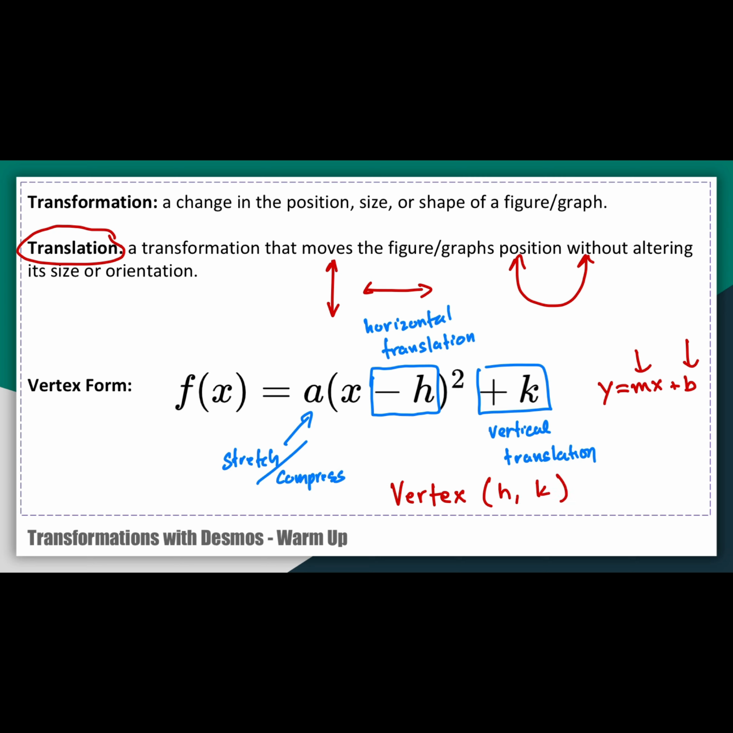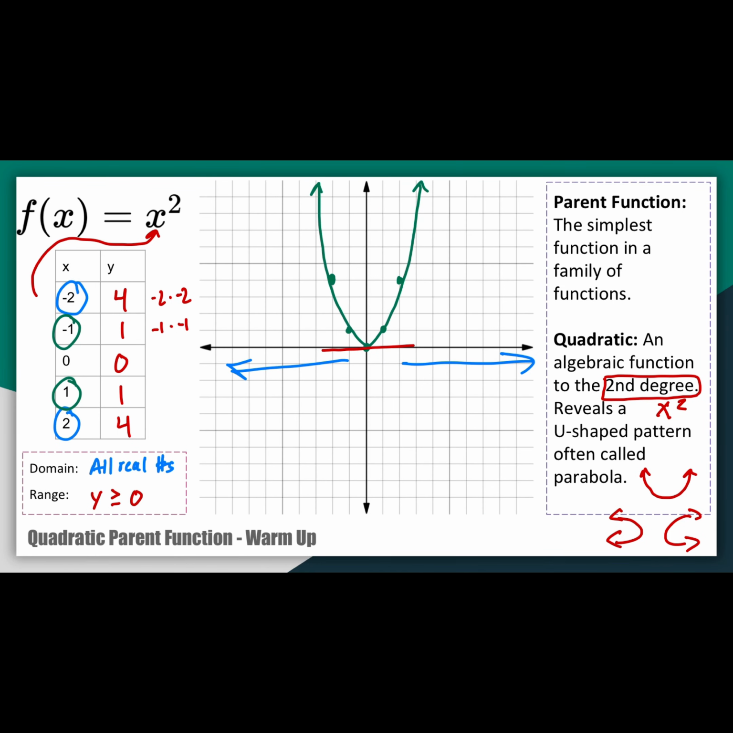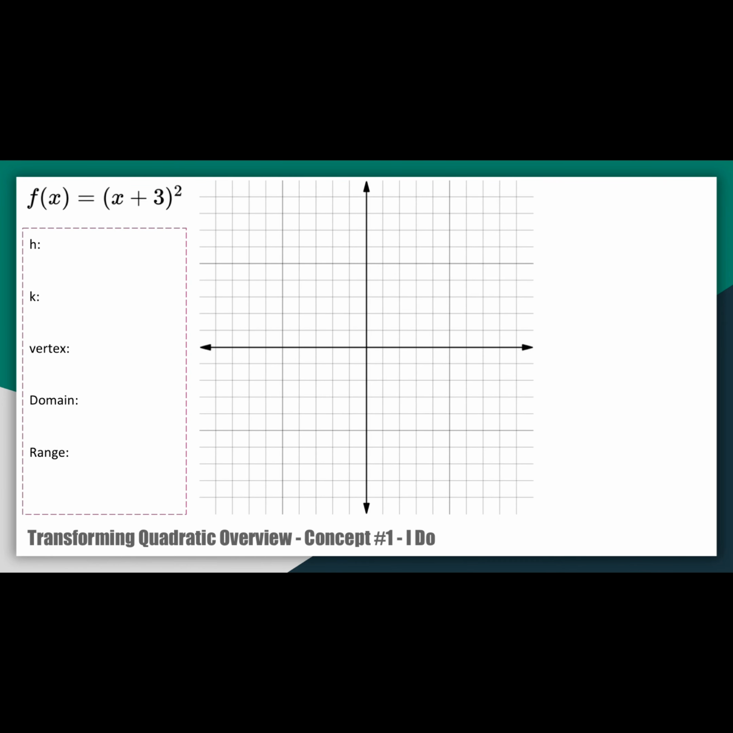Now, what is the vertex? The vertex was that point that didn't have an opposite. So in the parent function, in fact, let me just go back and look at it. The parent function, this point right here, is the vertex. It was 0, 0. It did not have an opposite point on the other side. It's a single point, and it ends up being the highest or the lowest point. Now let's start doing some graphing by transformations, okay?